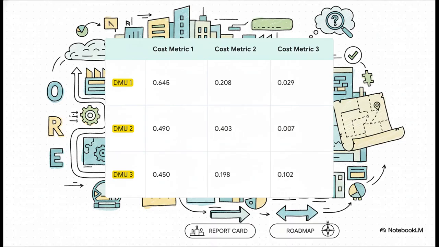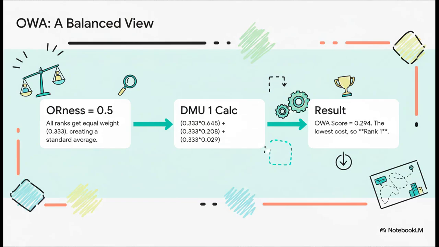Let's make this real with a quick example. Here we've got 3 customer accounts. The model calls them decision-making units, or DMUs, but just think of them as customers. And for each one, we have 3 different cost metrics. And for this, just remember, the lower the number, the better the performance. Okay, here's where OWA gets interesting.